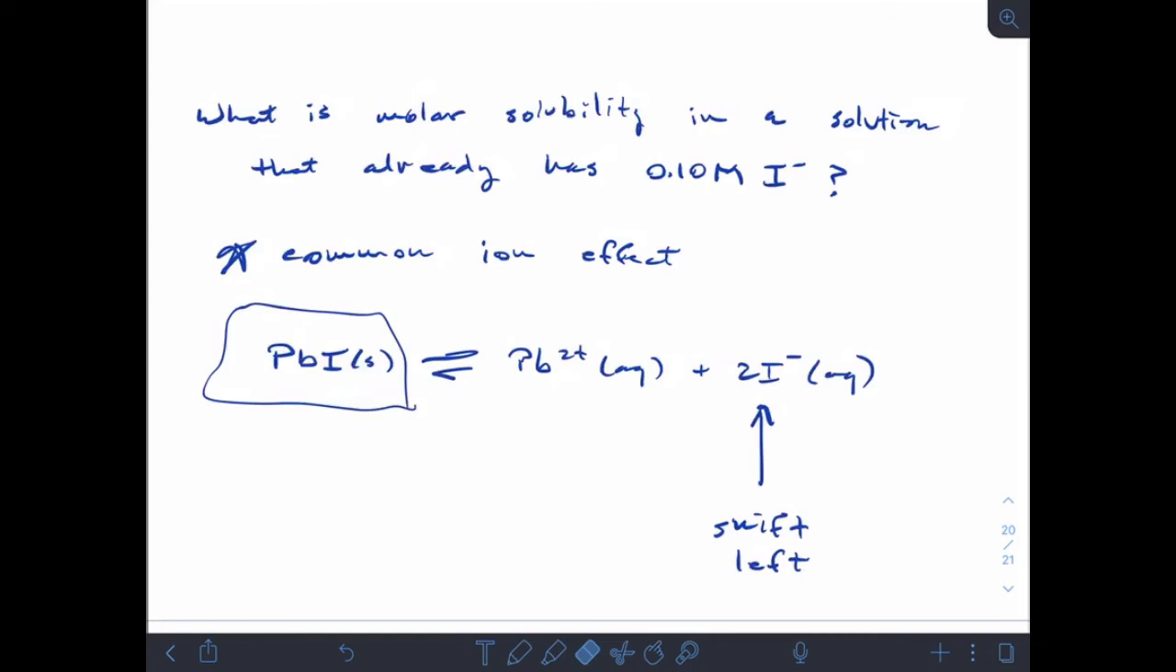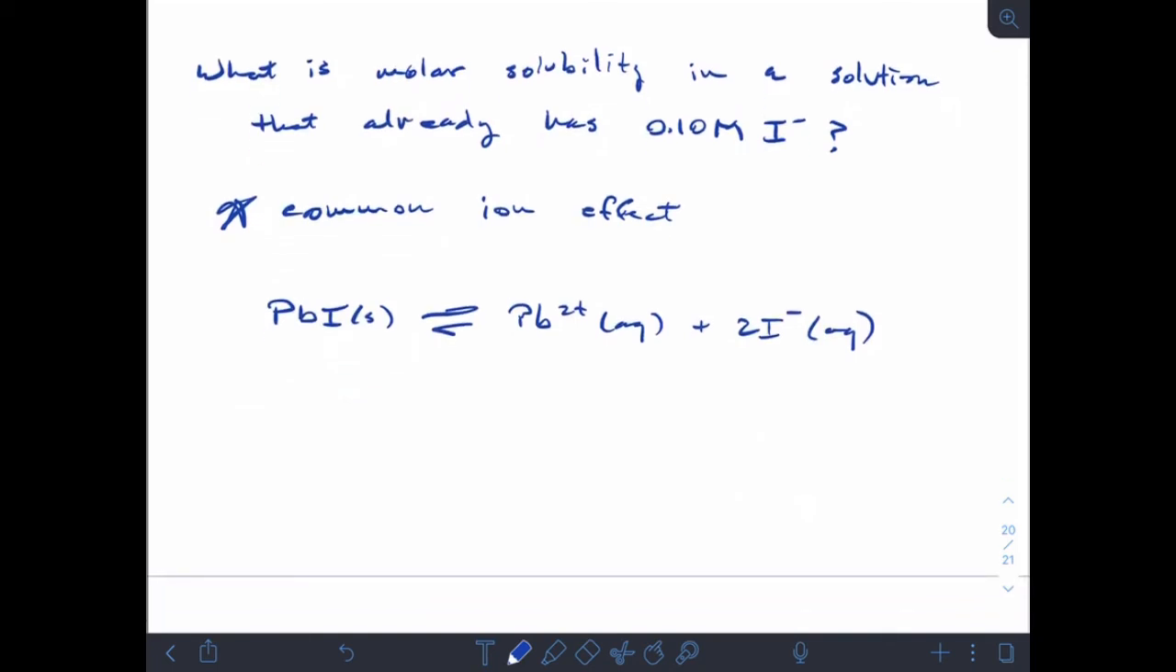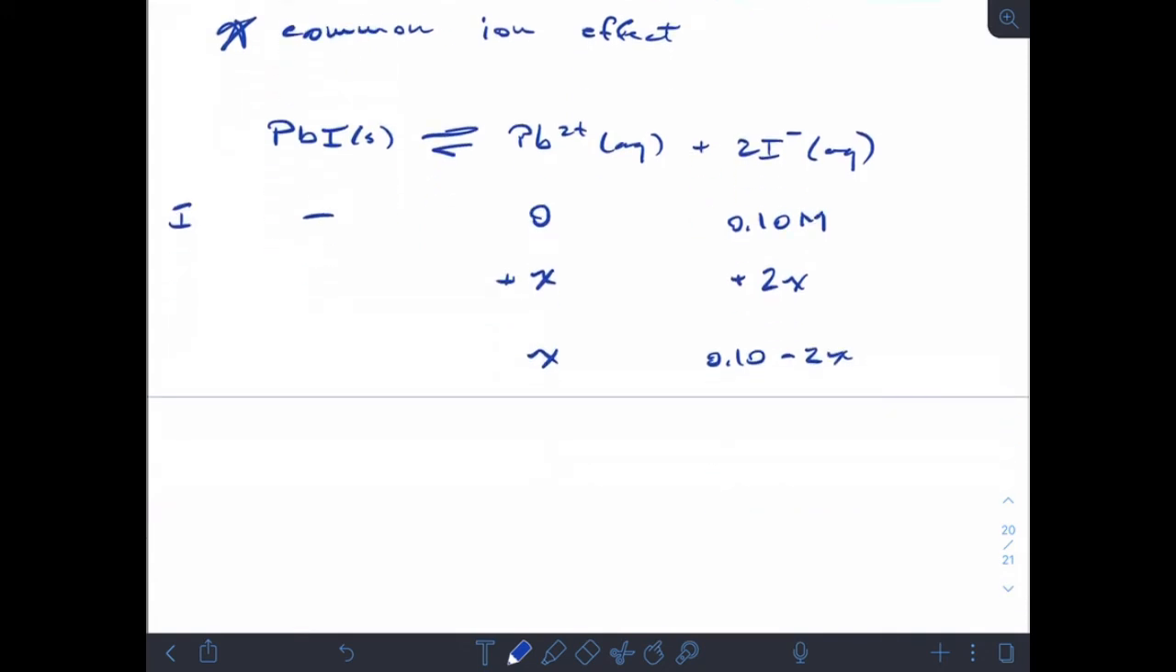Okay, so let's take a look at calculating what that molar solubility will be. So ice table again. Right, so we start with none of this, but in this case we are starting with some iodine already in the solution. Okay, so we're going to still approach this as things dissolving, because I want to find out how much of that lead iodide will go away. This time I have 0.1 minus 2x in this line. Right? But the rest of the approach is the same.